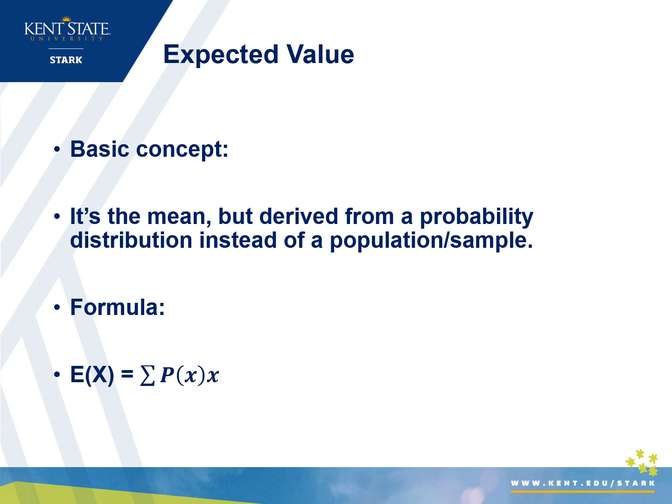And so the formula for expected value is you take all of the different possible observations, what I'm going to call x here, take the probability of that observation, multiply it by the value of that observation. Do that for every possible observation and then add everything up. Let's look at an example.